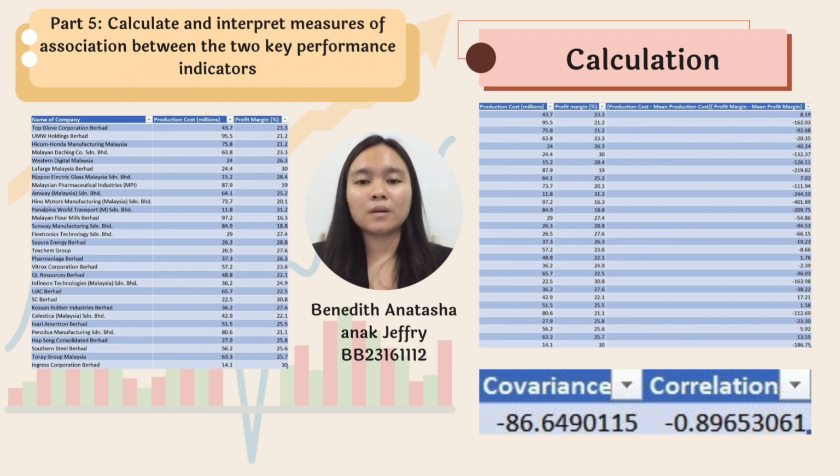Next, correlation quantifies the strength and direction of the linear relationship between the two variables. The correlation coefficient shows that the value is strongly negative, which is close to negative 1. This shows a very strong inverse linear relationship between production cost and profit margin. Higher production costs are strongly associated with lower profit margins.